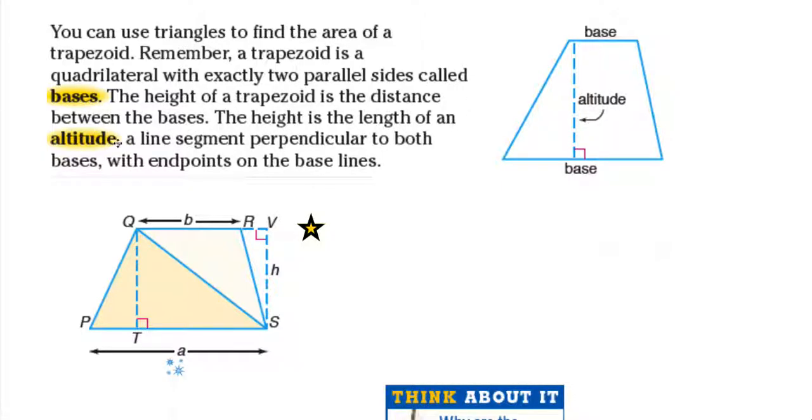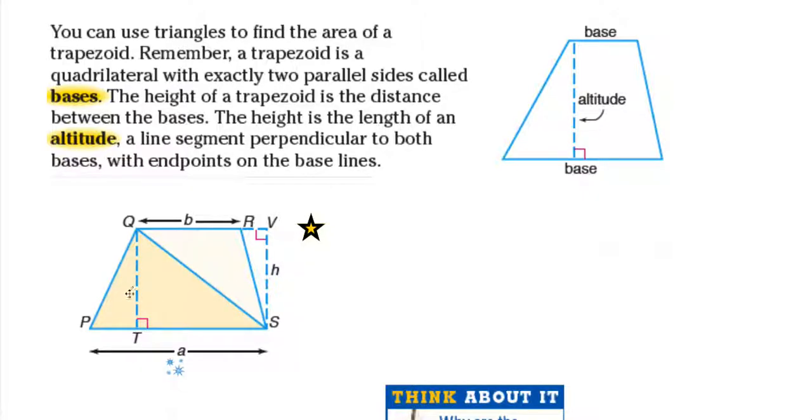The height is the length of the altitude, same here. It is a line segment perpendicular to both bases with endpoints on both base lines. So the endpoint is here, the endpoint is over there. And same as what we talked about, the height is always perpendicular to the base. So the height is always perpendicular to the base.